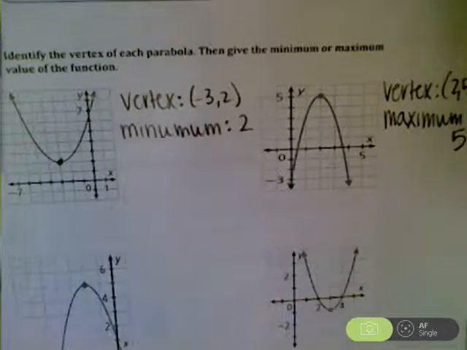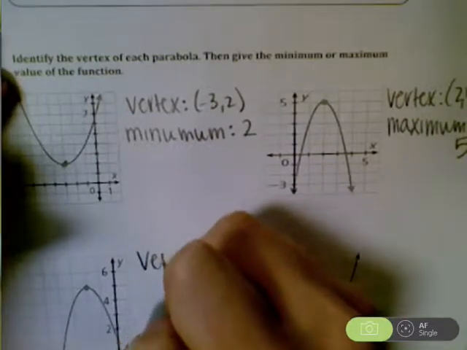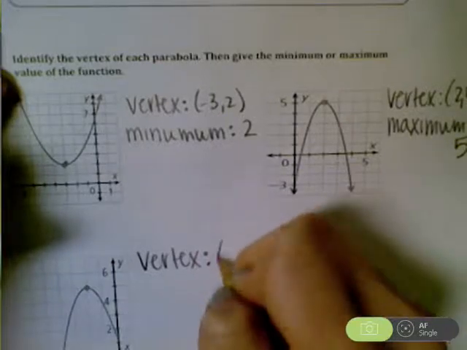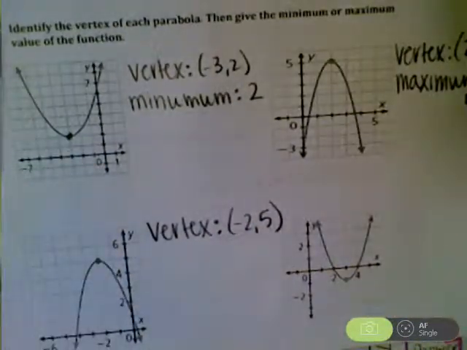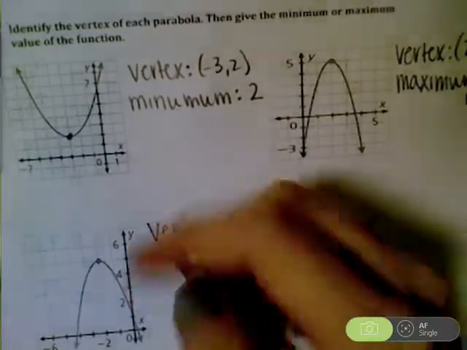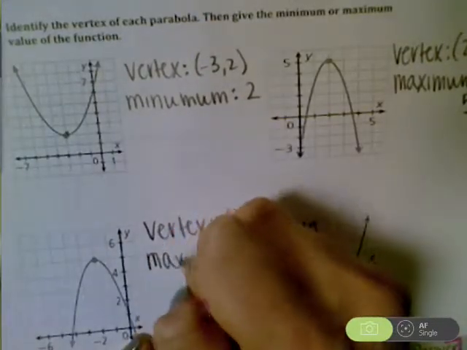Okay, Tara, what's the vertex of the third example? -2, 5. Good. And Drew, does that represent the minimum or maximum? So the maximum is what? Good.